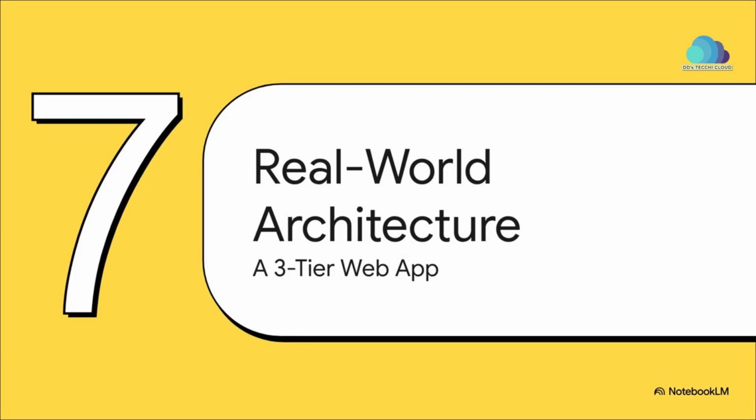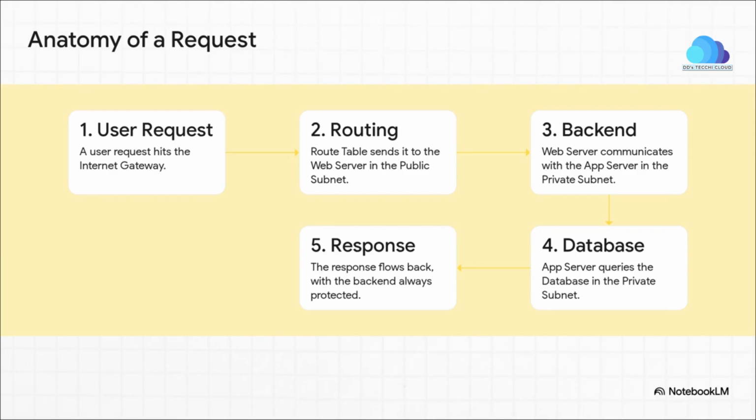Now, theory is great and all, but let's see how all of these pieces actually click together in the real world. We're going to walk through one of the most common and important cloud architectures there is, a secure 3-tier web application. This is where it's all going to make sense. So let's trace the path of a single user request.